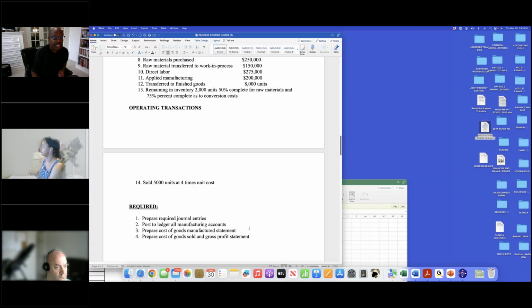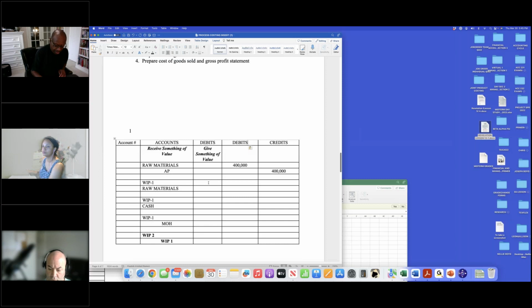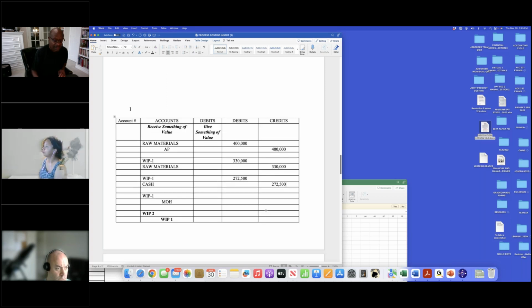Okay, so 330 here for the raw materials. How much was the labor? The labor was 272,5. And how much was the overhead? 200,000. Okay. So these are our costs.